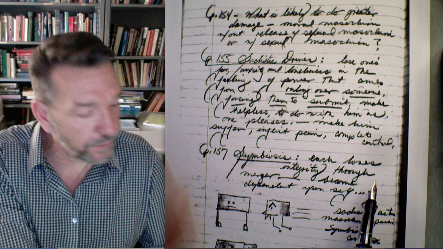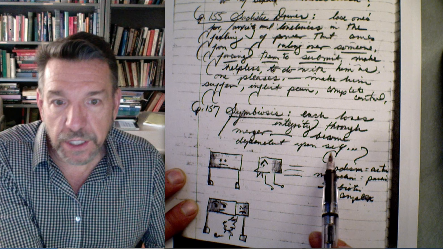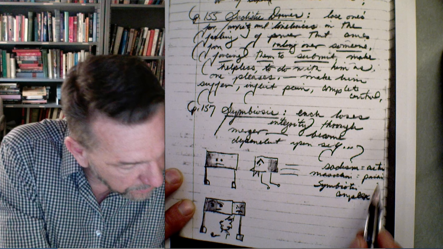So again, page 157, Fromm warns about the symbiotic relationship between the masochist and the sadist. Each loses integrity through a merger. They become dependent upon other selves. Their self becomes dependent. So the sadism is the active part. The masochist is the passive part in this symbiotic complex.